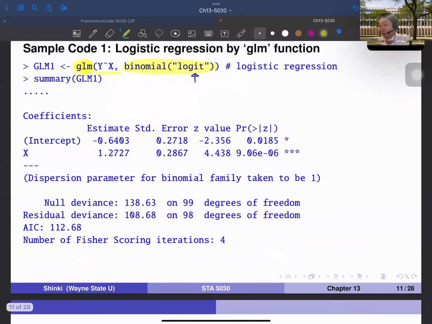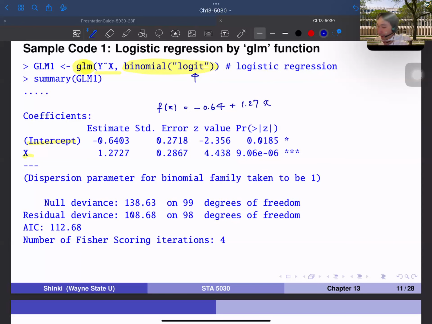And this is the result: intercept and X. Basically this is the logistic regression model. f of pi is equal to alpha plus beta, 1.27, times x. So this is the model.